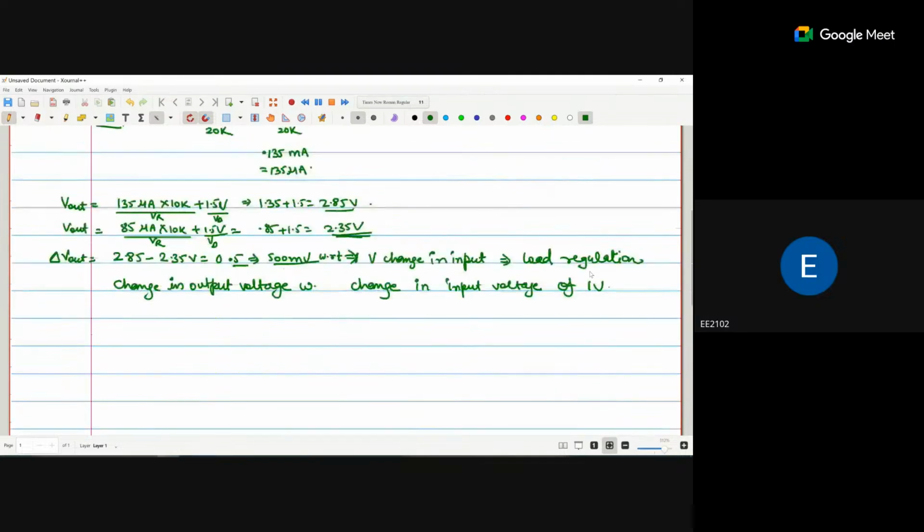Okay, because according to the definition, it is the change in output voltage with respect to a change in input voltage of 1 volt. So that is the load regulation. In the question the unit is millivolt per volt. So when the input is changed by 1 volt, it is line regulation, sir.